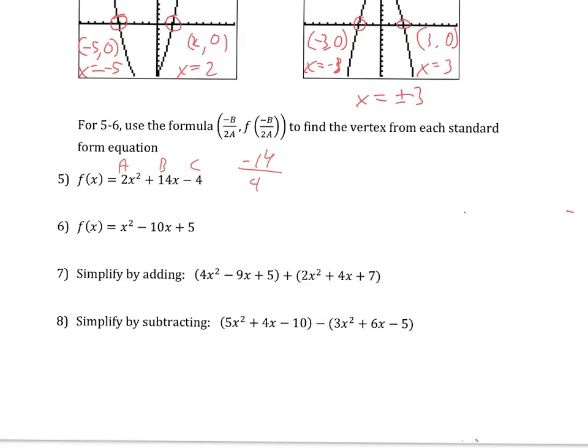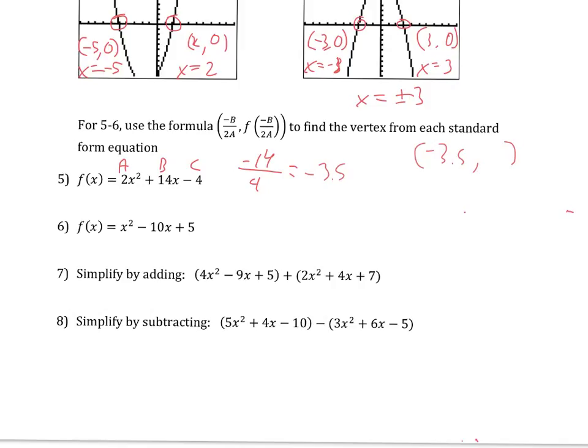And that doesn't divide very well. I didn't do a very good job of that. -14 divided by 4. That came out as a decimal. That's okay. -3.5. Needed to happen sooner or later. So that tells me that my answer to this problem is -3.5, comma something. I still need the y value.